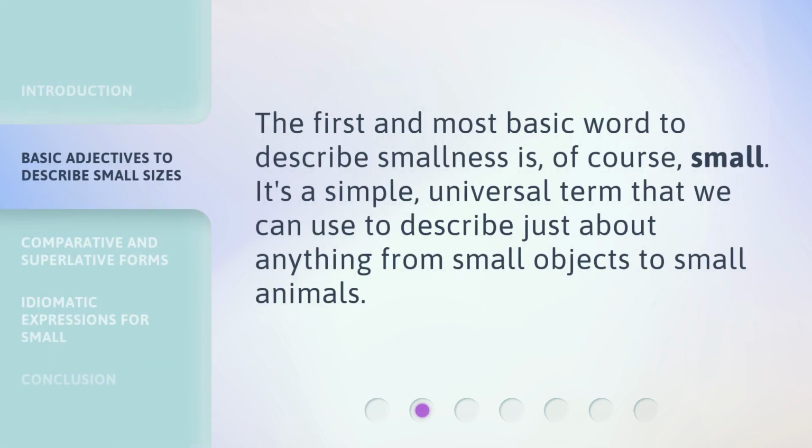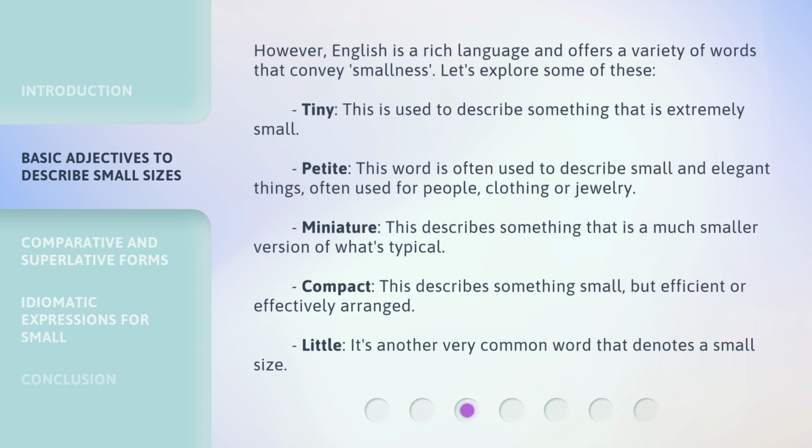The first and most basic word to describe smallness is, of course, small. It's a simple, universal term that we can use to describe just about anything from small objects to small animals. However, English is a rich language and offers a variety of words that convey smallness. Let's explore some of these.